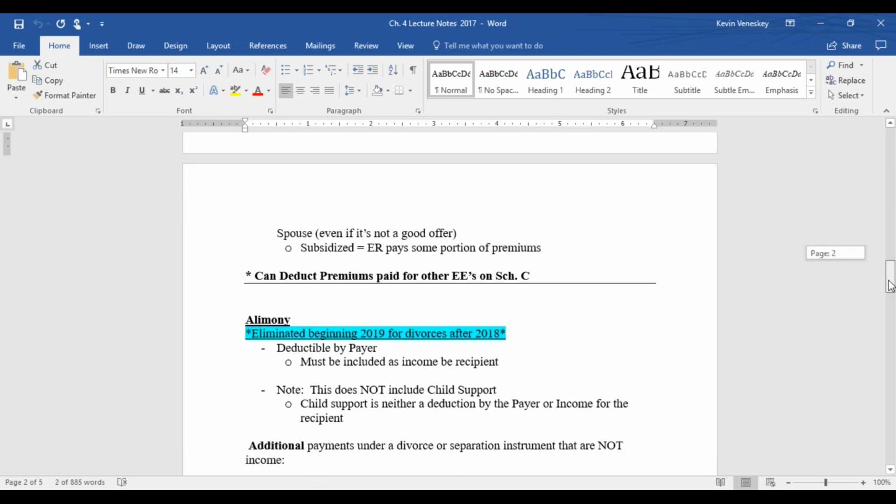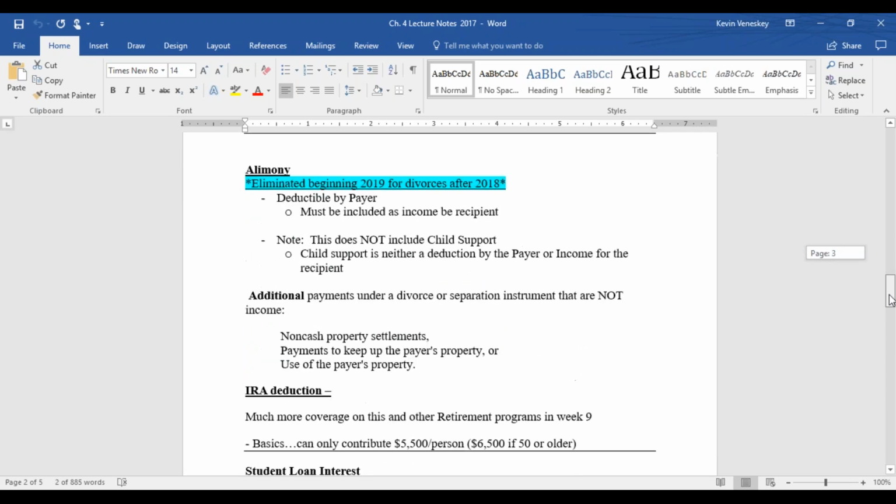You can deduct your health insurance if the business pays health insurance for your employees. You are allowed to deduct those on your Schedule C, just not for yourself and your own family.